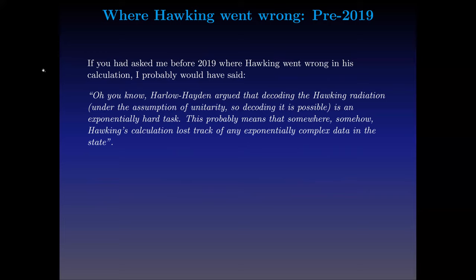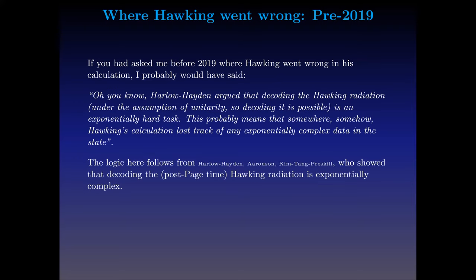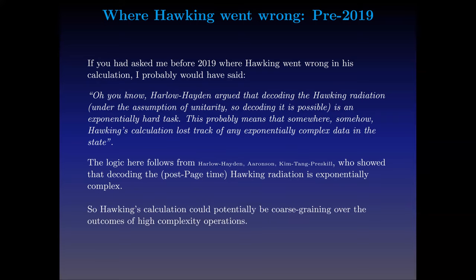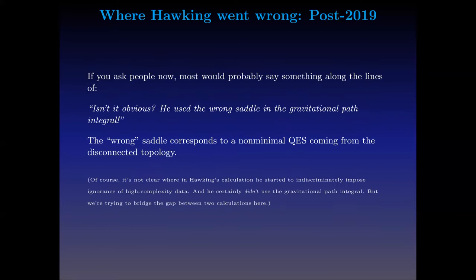So we could ask, where did Hawking go wrong? And pre-2019, I probably would have said something along the lines of, Harlow and Hayden argued that decoding the Hawking radiation under the assumption of unitarity is an exponentially hard task. So maybe Hawking's calculation lost track of any exponentially complex data in this state. The logic behind this follows from a series of papers originally by Harlow and Hayden, followed by Scott Aaronson, and recently by Kim, Tang and Preskill, who showed that decoding the Hawking radiation is exponentially hard. It's exponentially complex. So Hawking's calculation could potentially be, in some sense, coarse graining over the outcomes of high complexity operations.